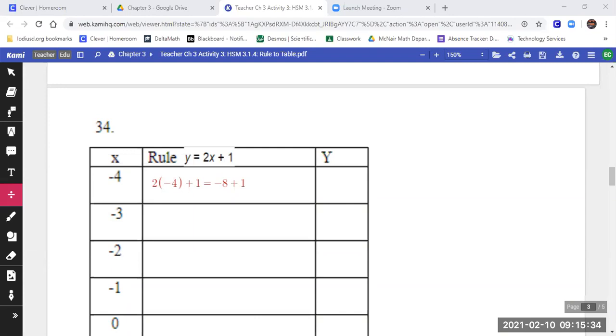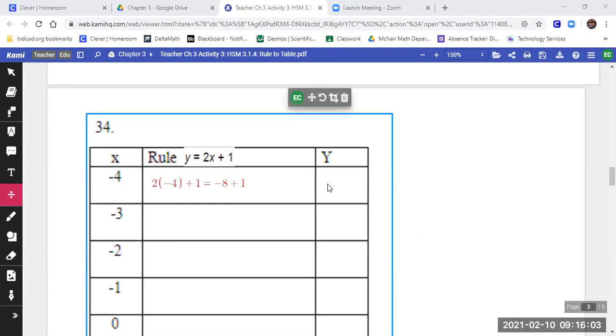Okay, so negative what? Eight take away 1? Charlie, worst case scenario, close the camera, go back and reopen and see if it's there. Okay, so negative 7.